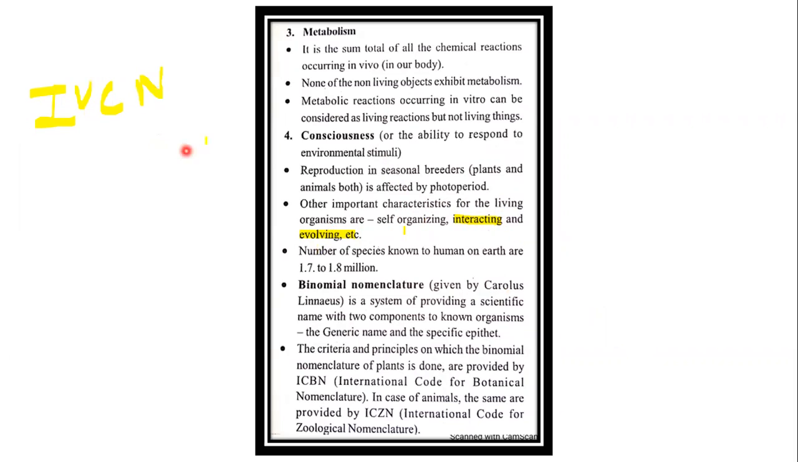IUCN, what is this IUCN? It is the International Union for Conservation of Natural Resources. That is what we say IUCN stands for, the International Union for Conservation of Natural Resources.